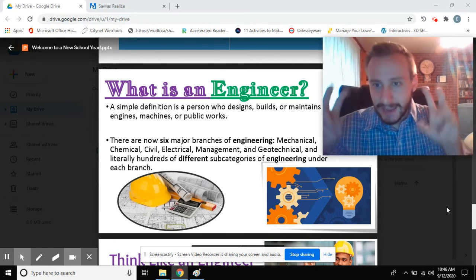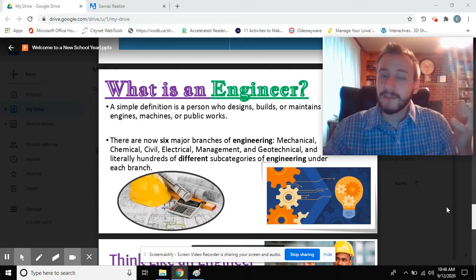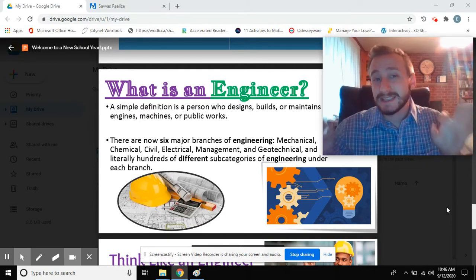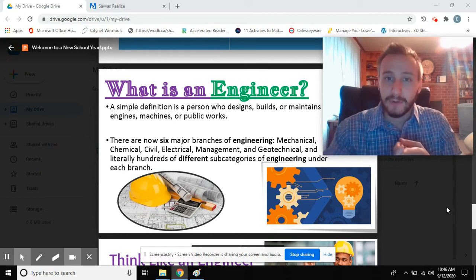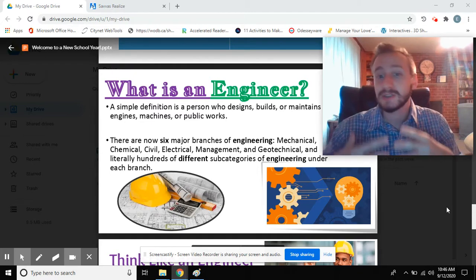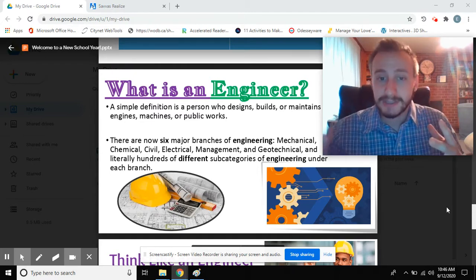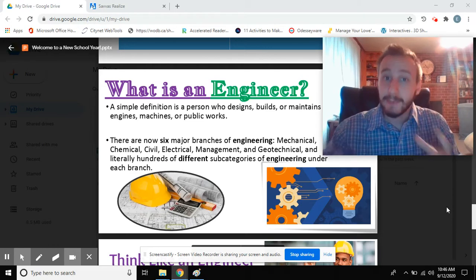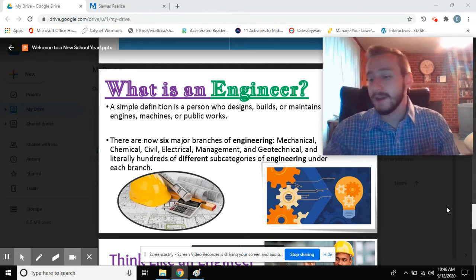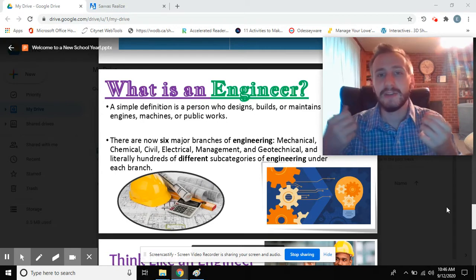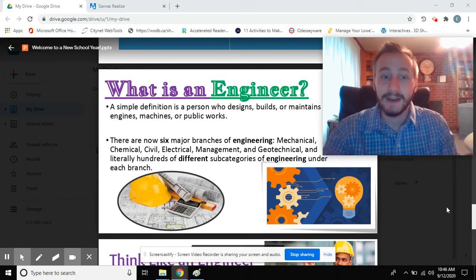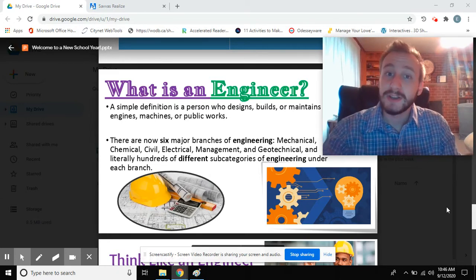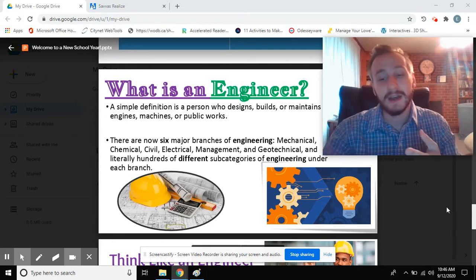Now, in engineering, that's such a broad term. It covers a lot of different things. But there's 6 major branches, right? And those branches are mechanical, so those people who make machines or engines, those are mechanical engineers. Chemical engineers, these are the people that are making synthetic fibers, they're making plastics, they're maybe creating a different chemical that can help and benefit the public. There's civil engineers. These are the people that are making civil projects like our roads, buildings, bridges.